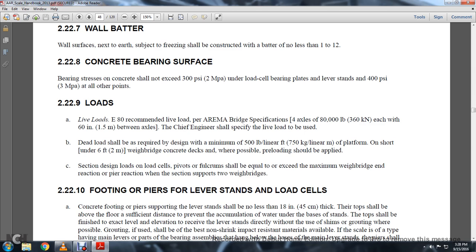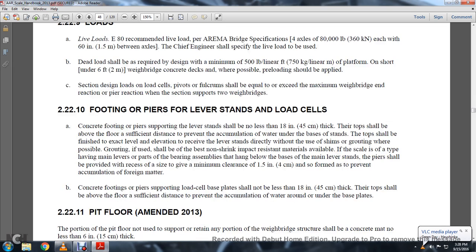The bridge concrete deck will permit possible preloading which will be applied. Section design loading of the cells, the pivot, the returning, the flexure shall be equal to or exceed the maximum weight bridge and the end reaction of the pier reaction with the section support of two way bridges.